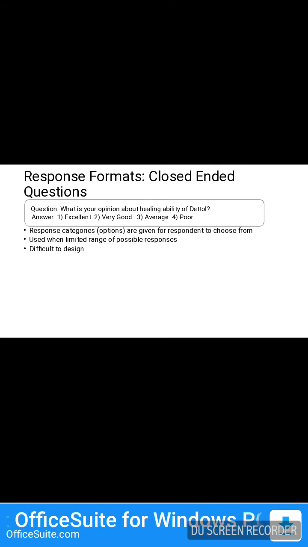For example, here we see four response categories: excellent, very good, average, and poor. So this has to be designed. Apart from designing the question, you also have to design the response categories, and that is why they are going to be more difficult to design, and they are going to consume more time in designing. But the analysis is going to be easier.